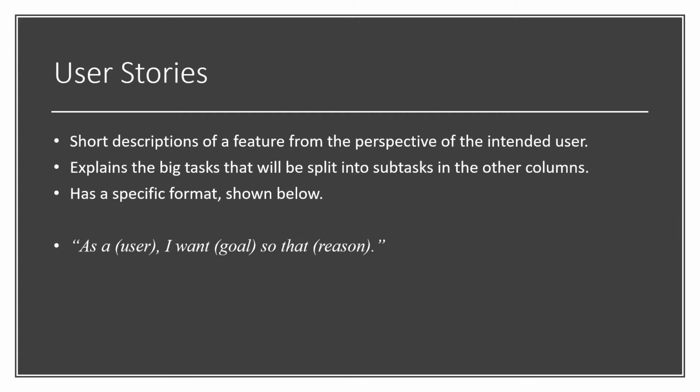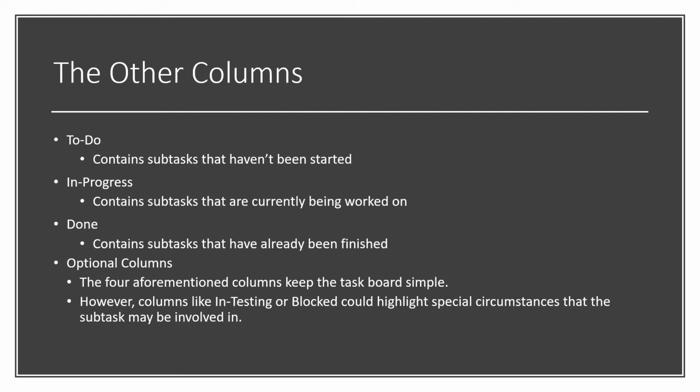The first of these sections, the user story section, contains short descriptions of the feature from the perspective of the intended user. These descriptions are usually formatted like, and I quote, "As a user, I want goal so that reason," or "so that I can reason," where the user describes the role of the person using this product. The goal is what they're using the product for, and the reason is why they're using the product. The other columns contain the subtasks that were split from the original task that the user story was made from.